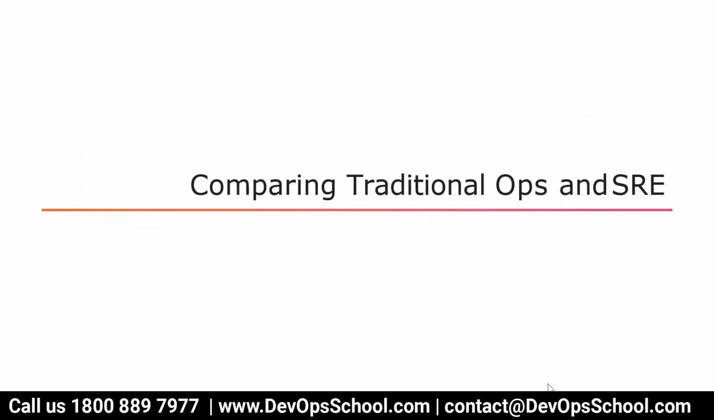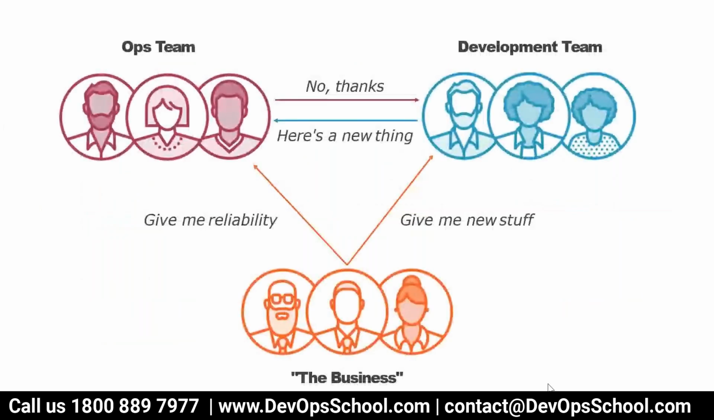Okay, so comparing traditional ops and SRE. Look at this, this is a good slide. Let's say you're the ops team. You're managing production, and the business team, you can say CEO, CTO, management team, demand that the ops team give them reliability. Now that means the ops team will give reliability, so they don't like to have changes. Remember that the ops team doesn't like new changes, because new changes can break things for many reasons.